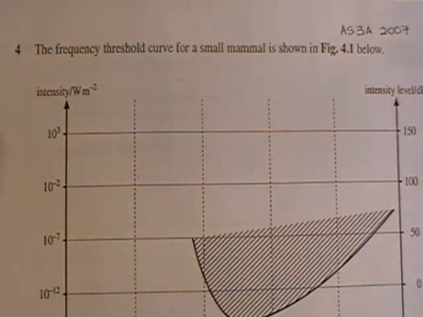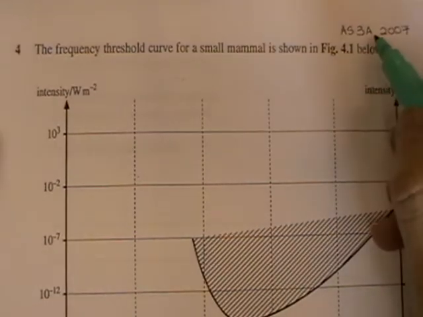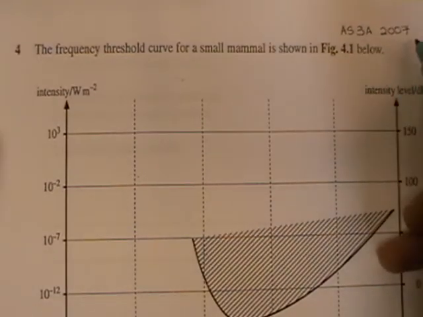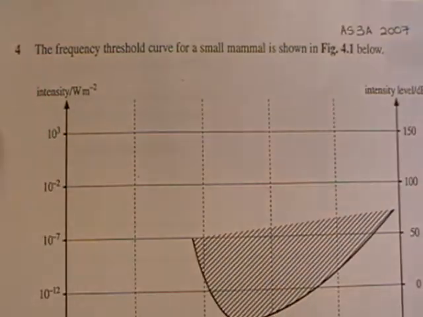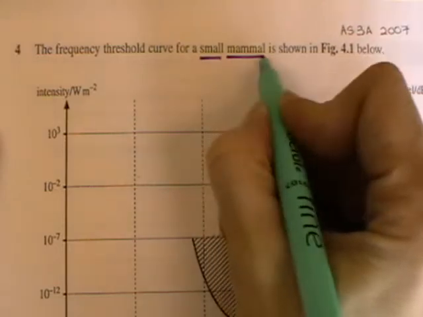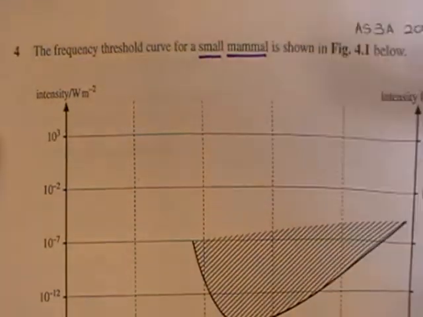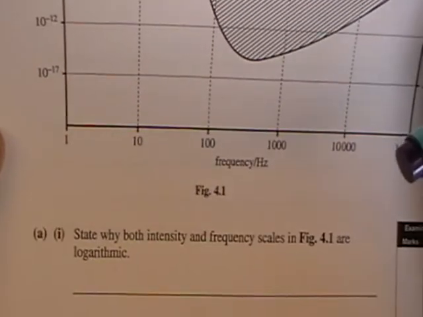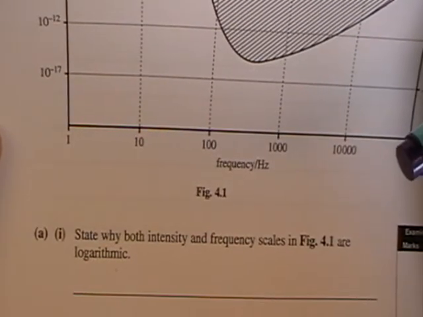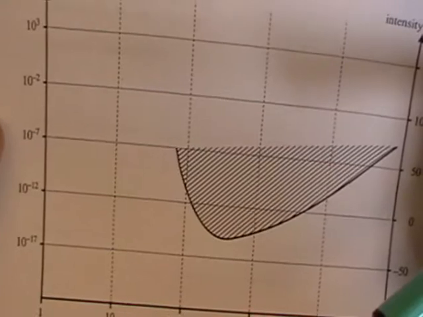This is a question from AS2 Physics, and it was in the previous AS3 Physics paper, year 2007, question 4. The frequency threshold curve for a small mammal, so this isn't a human, is shown below. State why both the intensity and frequency scales in figure 4.1 are logarithmic. So let's just have a quick look at that.